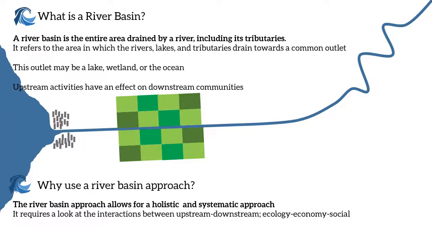And we had to ask ourselves, why use the river basin approach? Why do we have to look at development through the river basin and not in a micro or even in a smaller scale or a larger scale? Why use a river basin? Basically because the river basin approach allows us a holistic and systematic approach towards management, because it looks at the interactions between the upstream and downstream activities. So you're looking at the ecology, the economy, the social factors that are included, as well as different political and institutional factors that may come into play.